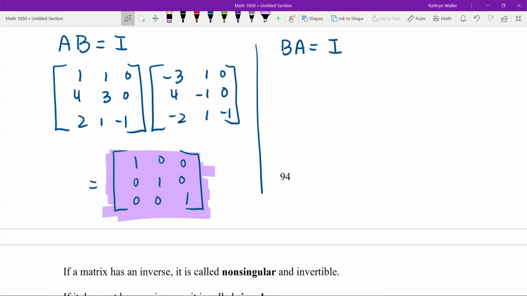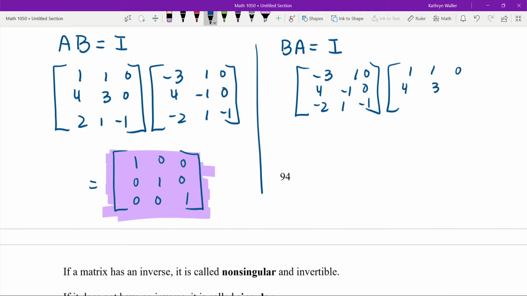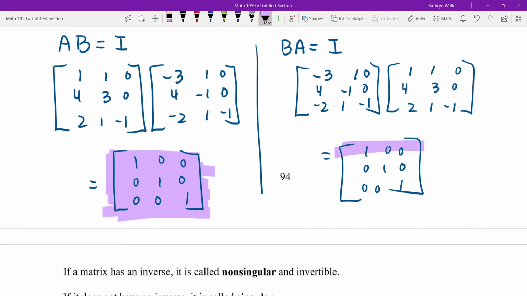Okay, let's do the other way. So B would be -3, 1, 0, 4, -1, 0, -2, 1, -1. Right up against it would be matrix A, which is right here. And I know when I multiply those, I'm supposed to get the identity, which looks like that. Okay? Literally, you would get full credit for writing that, because when you multiply matrices, there's no work to show.